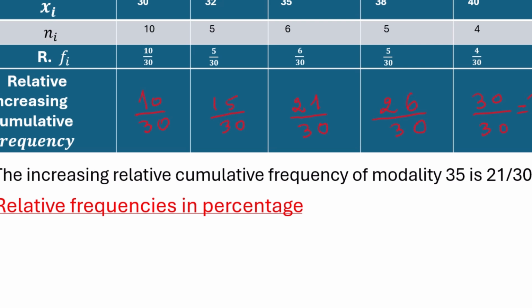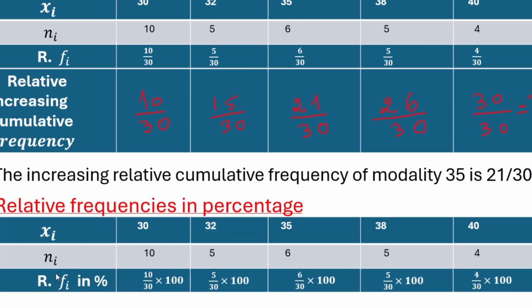Relative frequencies in percentage. So we have the relative frequency times 100. Relative frequency times 100 is called the relative frequency in percentage.